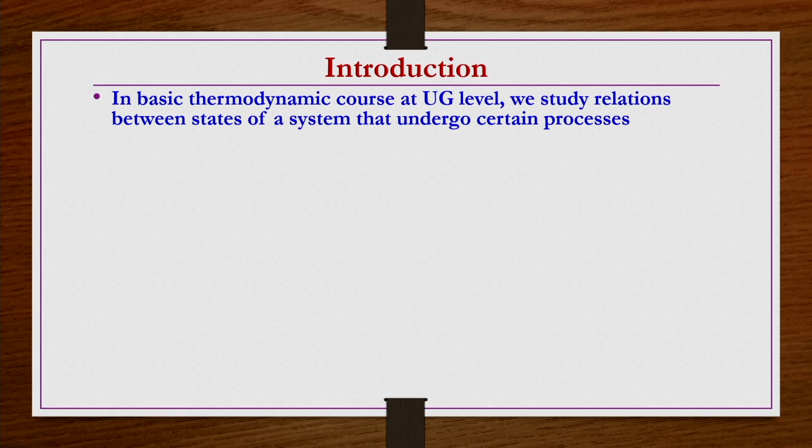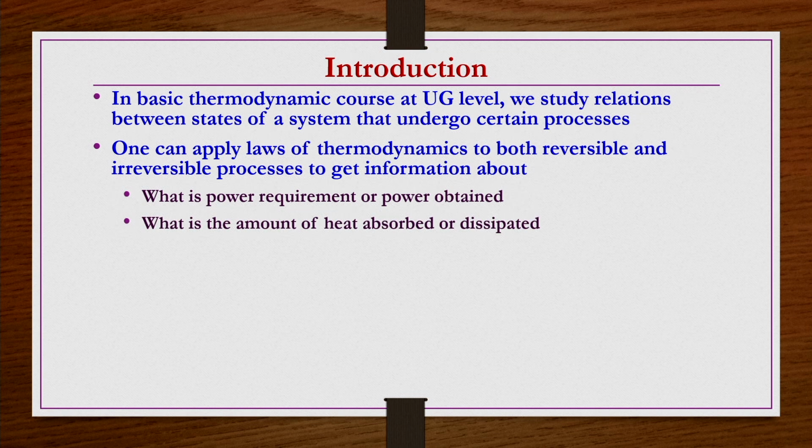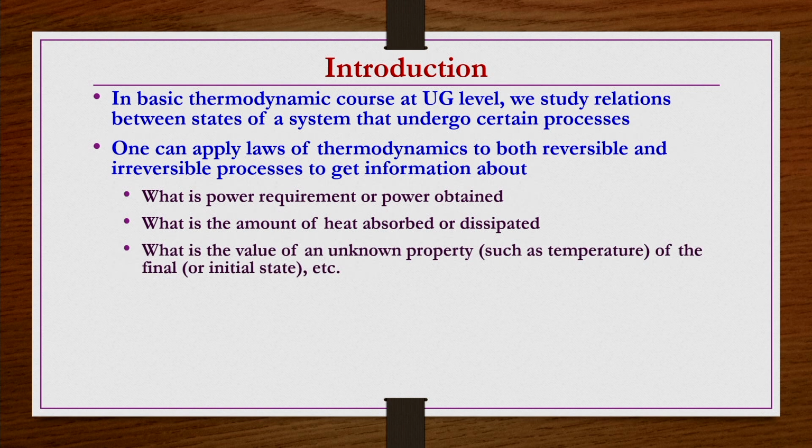So, basically in a thermodynamics course at UG level, what we study are relations between states of a system that undergo certain kinds of processes. That is, one can apply thermodynamic principles to both reversible and irreversible processes to get information about what the power requirement or power obtained is, what the amount of heat absorbed or dissipated is, and what the value of an unknown property of a final or initial state is, such as temperature, pressure, etc. Those kinds of things one can obtain by using the basic thermodynamic principles. That is what we study in general in a basic UG level thermodynamics course.